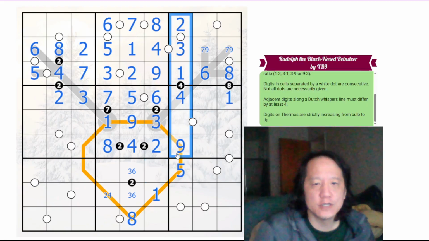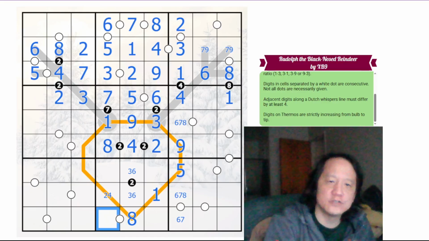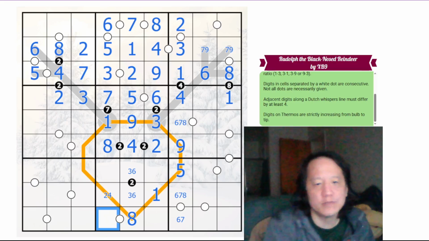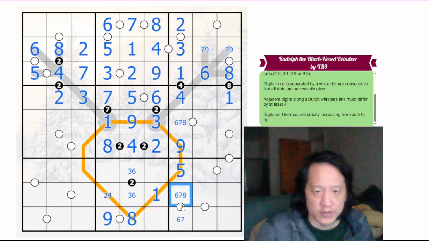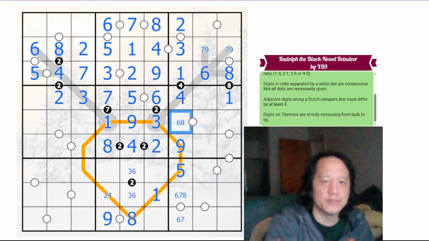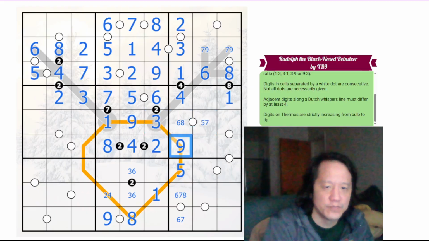Remaining digits in column 7: we have 6, 7, 8. This can't be 8 because 8 is next to 7 or 9 to be consecutive, and it can't be 7 because of the 7 in the column, so this is 9. To be consecutive here, it's either 6, 7 or 7, 8. So this is guaranteed to have a 7, which means this can't be 7 here. This must be consecutive with 6 or 8, cannot be 9, so it's 5 or 7 there.